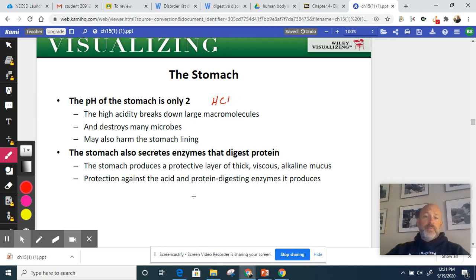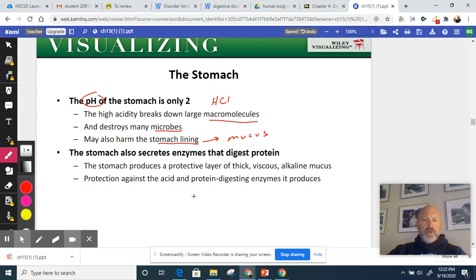And this thing does a couple different things. Well, it breaks down large molecules. It destroys microbes. So if there's anything in the food that doesn't belong, any bacteria, the stomach could probably destroy that bacteria just with the acids that are in there. However, this stomach acid is so strong that it could possibly harm the lining of our own stomachs. So in order to prevent that, we have to create a thick wall of mucus on the walls of our stomach to separate the wall of the stomach from our own hydrochloric acid.